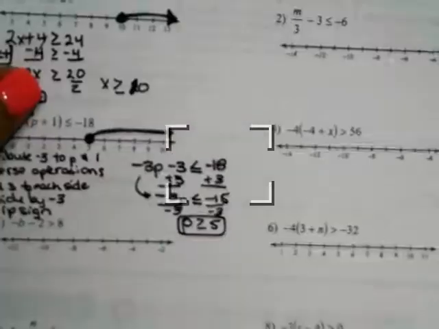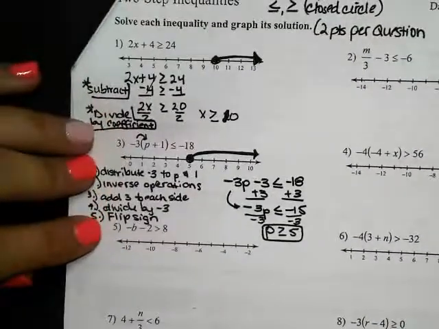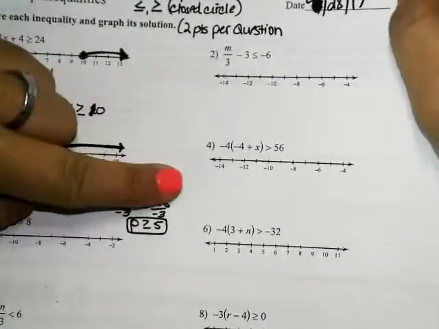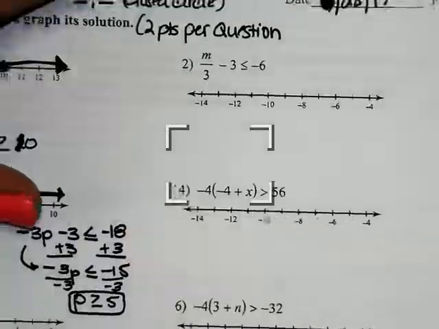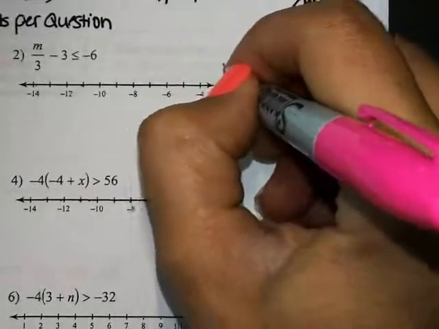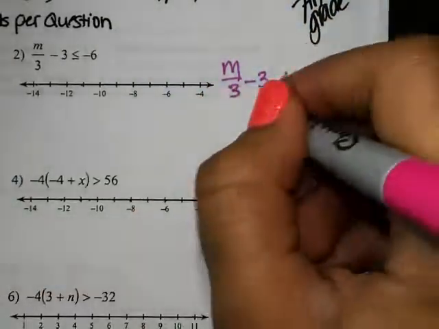Inequalities. Okay. I gave you one to look at, two to look at, matter of fact. I'm going to do one with you over here. Then you're going to be working on the rest on your own. I'm going to bring the problem over here, and I'm going to say m over 3 minus 3 is less than or equal to -6.